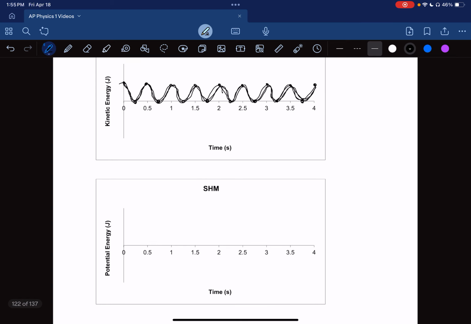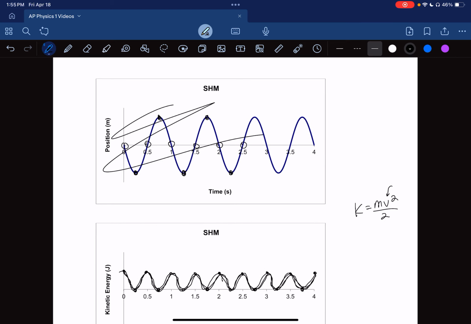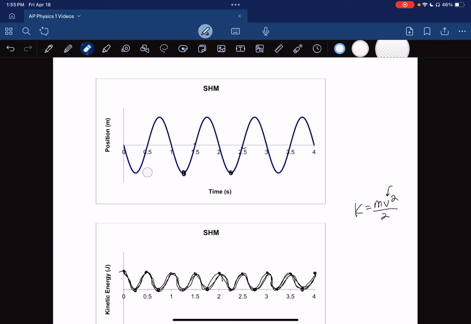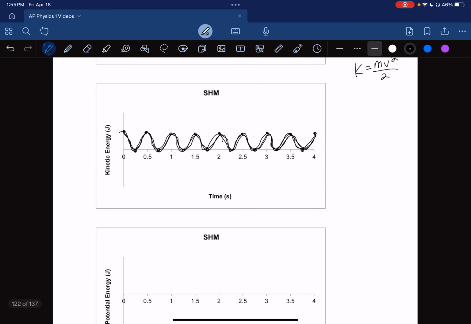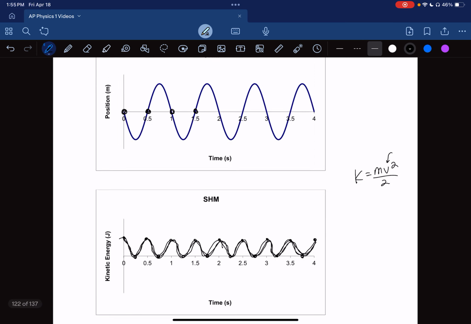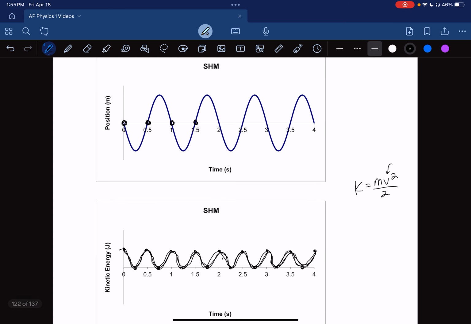And then potential energy. Well, that's when the spring is compressed or stretched. So when the position is zero, it has zero spring potential energy. So we'll just say here, here, here, here. These are all zeros. Spring potential energy can't be negative either. It can only be zero. Here is maximum, and the reason for that is it's kx squared over 2.